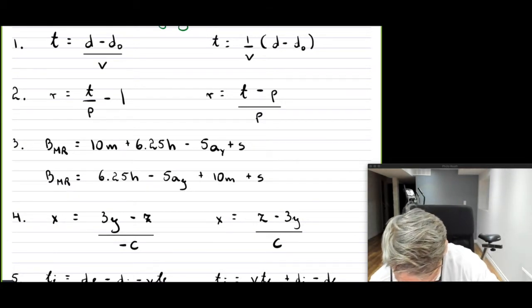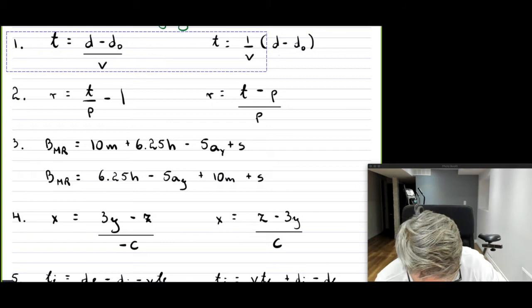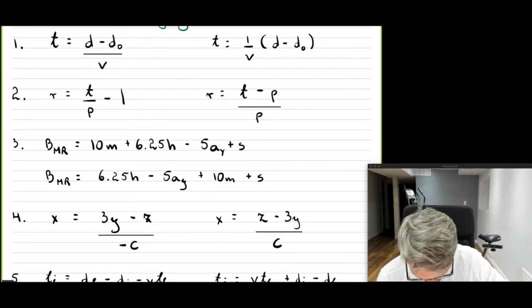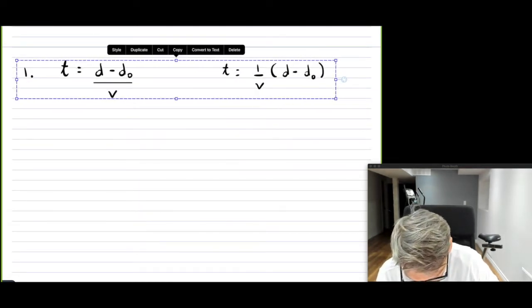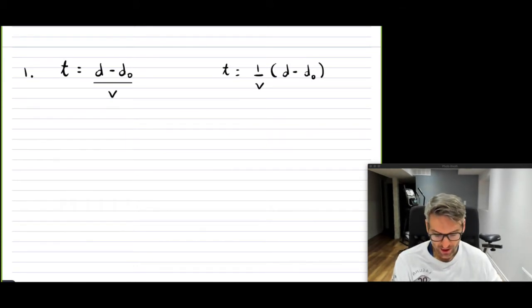So I am going to start with question number 1 here. Let me bring this down, and I'm going to try my best to show you what can happen. On the left-hand side, you have a formula for t, and on the right-hand side, you also have a formula for t. Now, they have the same variables: d, d0, and v. So the variables are the same, but the formulas look slightly different.